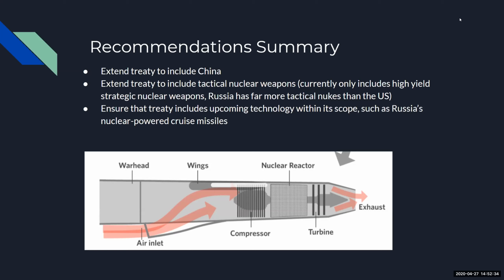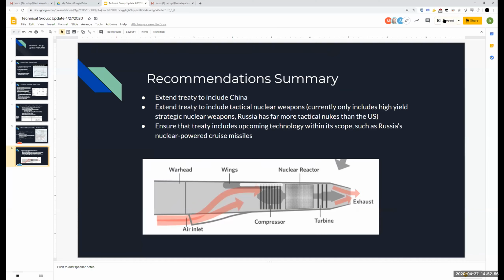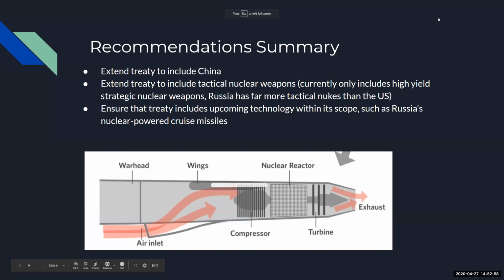Hi, I'm Sam, and what I've been working on is using the rest of my group's input and also doing my own legwork to form recommendations, a few of which are summarized here. Chiefly is to extend the treaty to include China. Secondly is extending the treaty to include tactical nuclear weapons that were not originally covered in the START treaty.